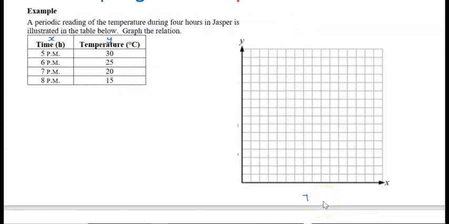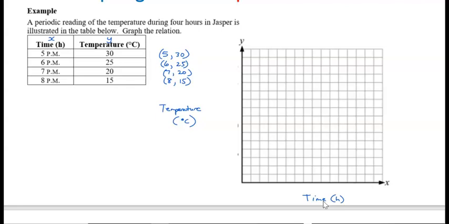All right, I see that my time is on the x-axis and the time is in hours. It's important to label that. Temperature, I don't have to write it sideways. I can write it out here. Temperature is in degrees Celsius. My plotted points are going to be 5, 30, and 6, 25, 7, 20, and 8, 15. Notice the pattern that's happening for x and y. For x, we have an increasing +1 pattern. For y, we have a decreasing -5 pattern.